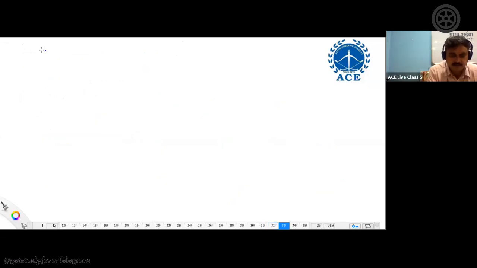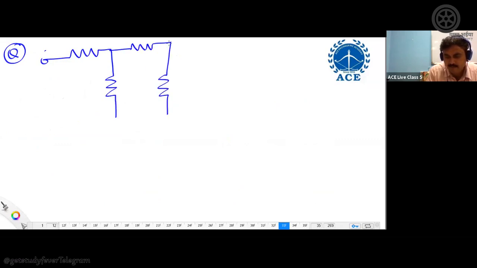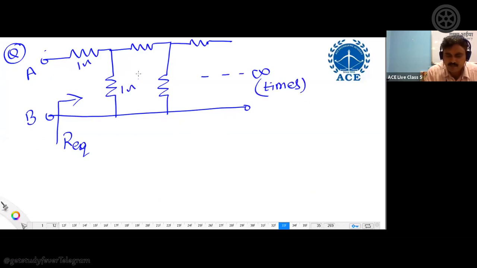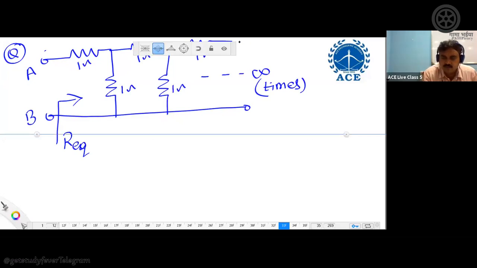Okay. See this question. I want R equivalent seen across terminals A and B. This is a circuit I am taking. So these are terminals A and B. I want R equivalent seen across this terminal, and this is repeating for infinite times. And all these resistance values are 1 ohm. Standard bit. This came in so many different exams, including ISRO, all these things.